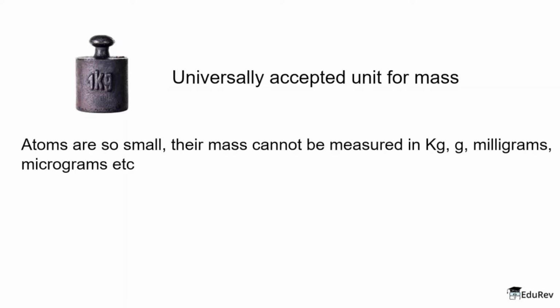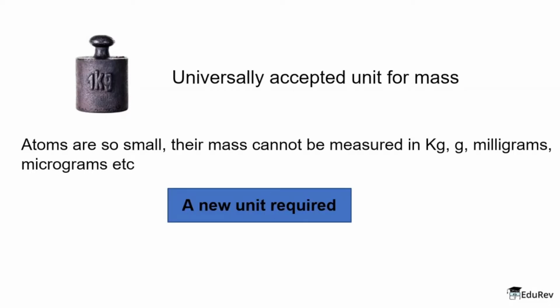Let's see how. So we know what 1 kg is. 1 kg or kilogram is a universally accepted unit for mass. So if something is 1 kg in India, let's say, it is going to be 1 kg in US, in Germany, basically everywhere worldwide, because it is a universally accepted unit for mass. So now, atoms are so small that their mass cannot be measured in units like kilograms, grams, milligrams, even micrograms, right? So the need of the hour is we need a new unit, okay, which is going to be used for measuring the masses of smaller things like atoms and molecules.